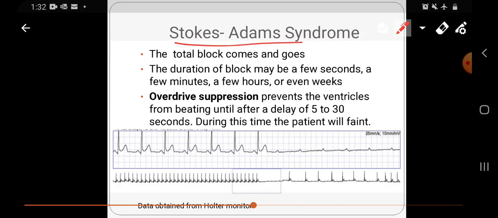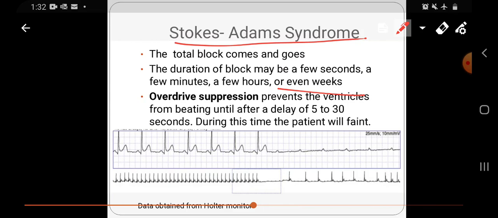Now Stokes-Adams syndrome هي actually third degree heart block, but this block comes and goes. It is not continuous all the time. Okay. هلا how long does the block continue? It is different. يعني from one person to another. وحتى بالنسبة لل same person it might be different from one time to the other. The block might last for a few seconds, a few minutes, few hours. Sometimes it might last for weeks.